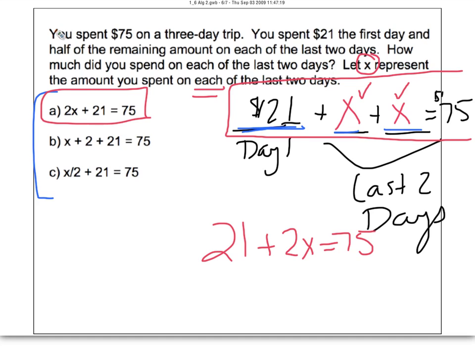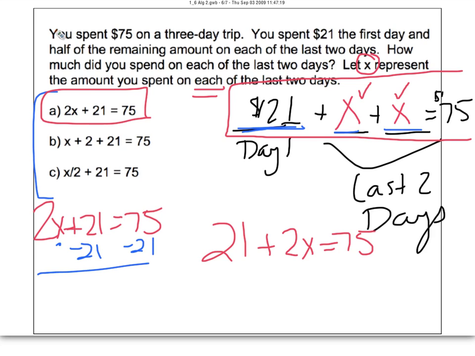Well, let's answer it to see if it makes logical sense. Okay, so I'm going to get X by itself, I'm going to subtract the 21 because it's adding. That's going to leave me with 2X equals 54. If you divide by 2 on both sides, you're going to be left with X is 27.